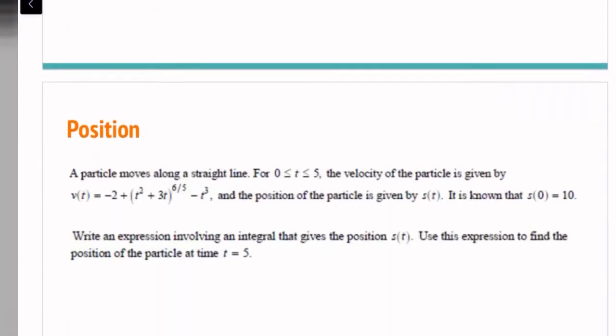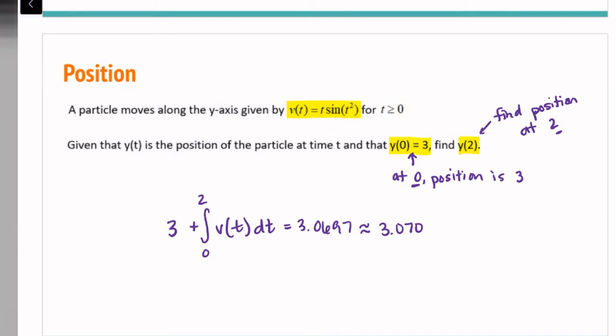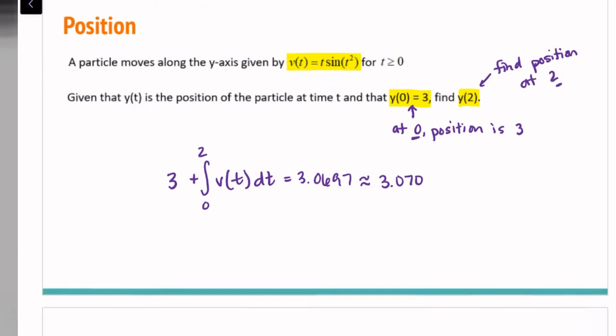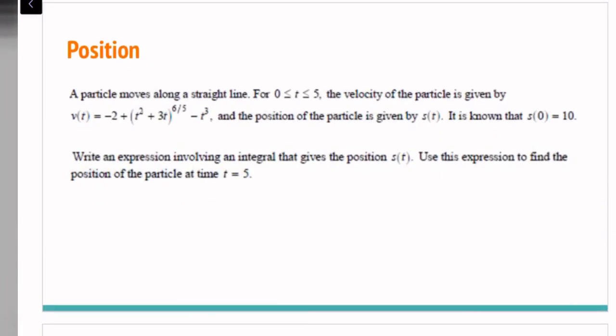I'm completely using the calculator right now. We will learn how to do some of these by hand later on, but for right now, we're doing all calculator use. All right. Particle moves along a straight line. The velocity is given by this function right here, this funky thing. And we also know that s of 0 is 10. So write an expression involving an integral that gives the position, and use this to find the position at 5.